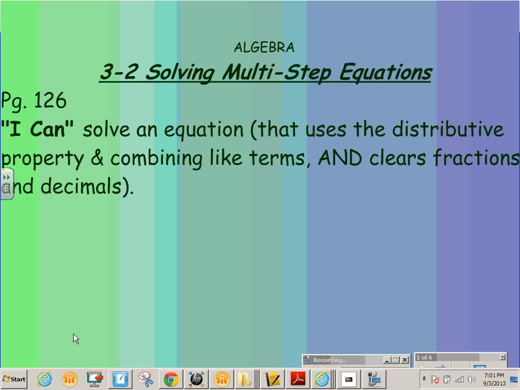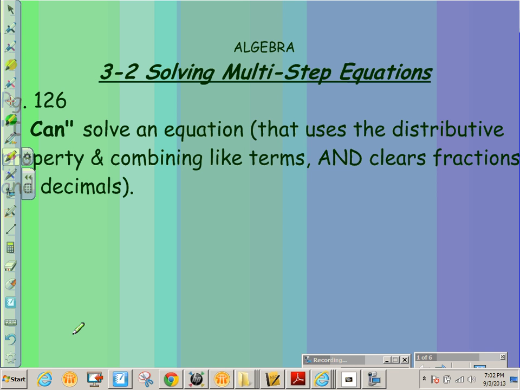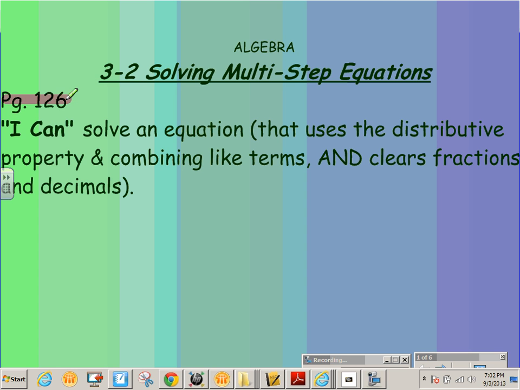Anyhow, today we're going to be working with solving multi-step equations. So our I can statement is I can solve an equation that uses the distributive property and combining like terms and clears fractions and decimals. And I want to tell you guys about an excellent resource, which is page 126 in your book. So please feel free to look back at that if you need additional help.